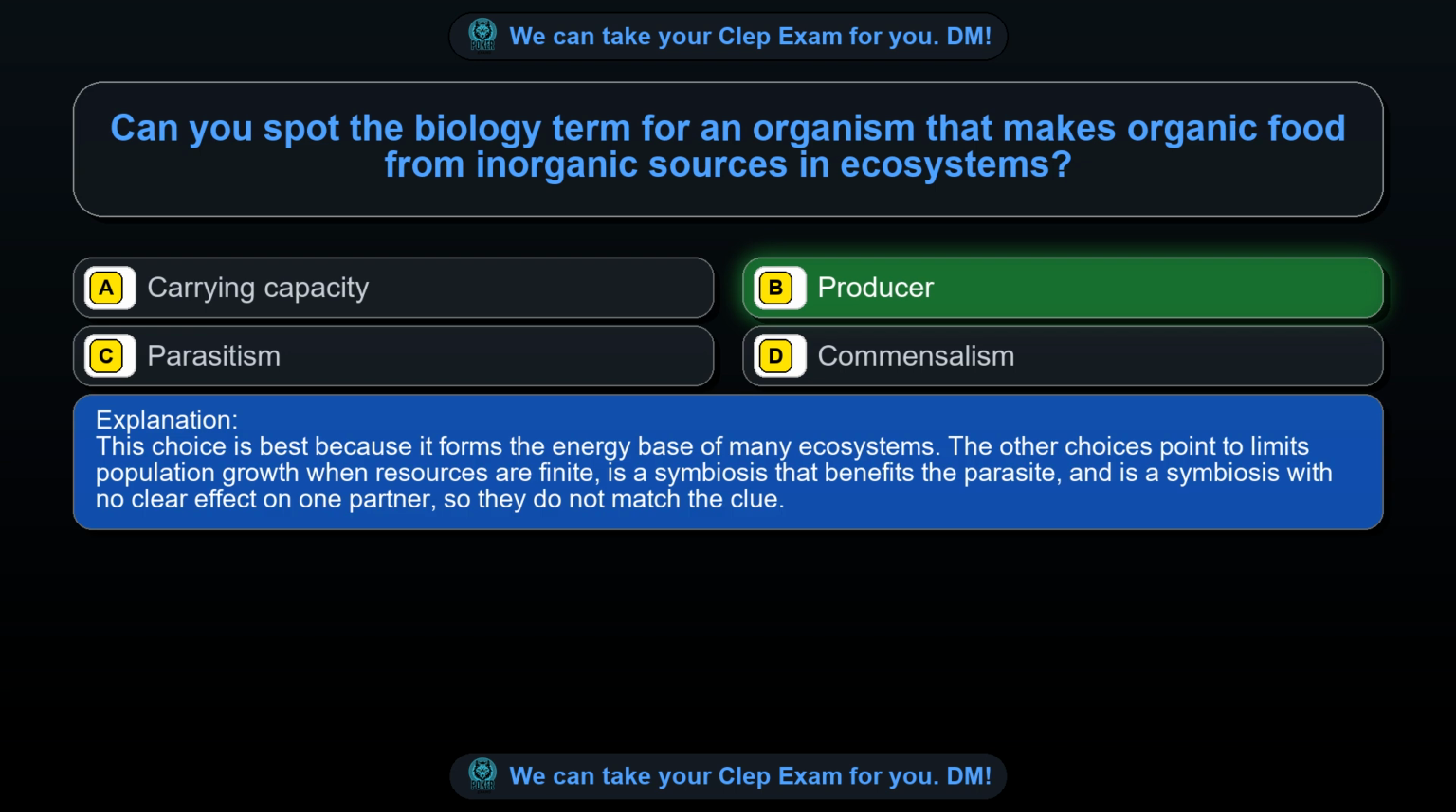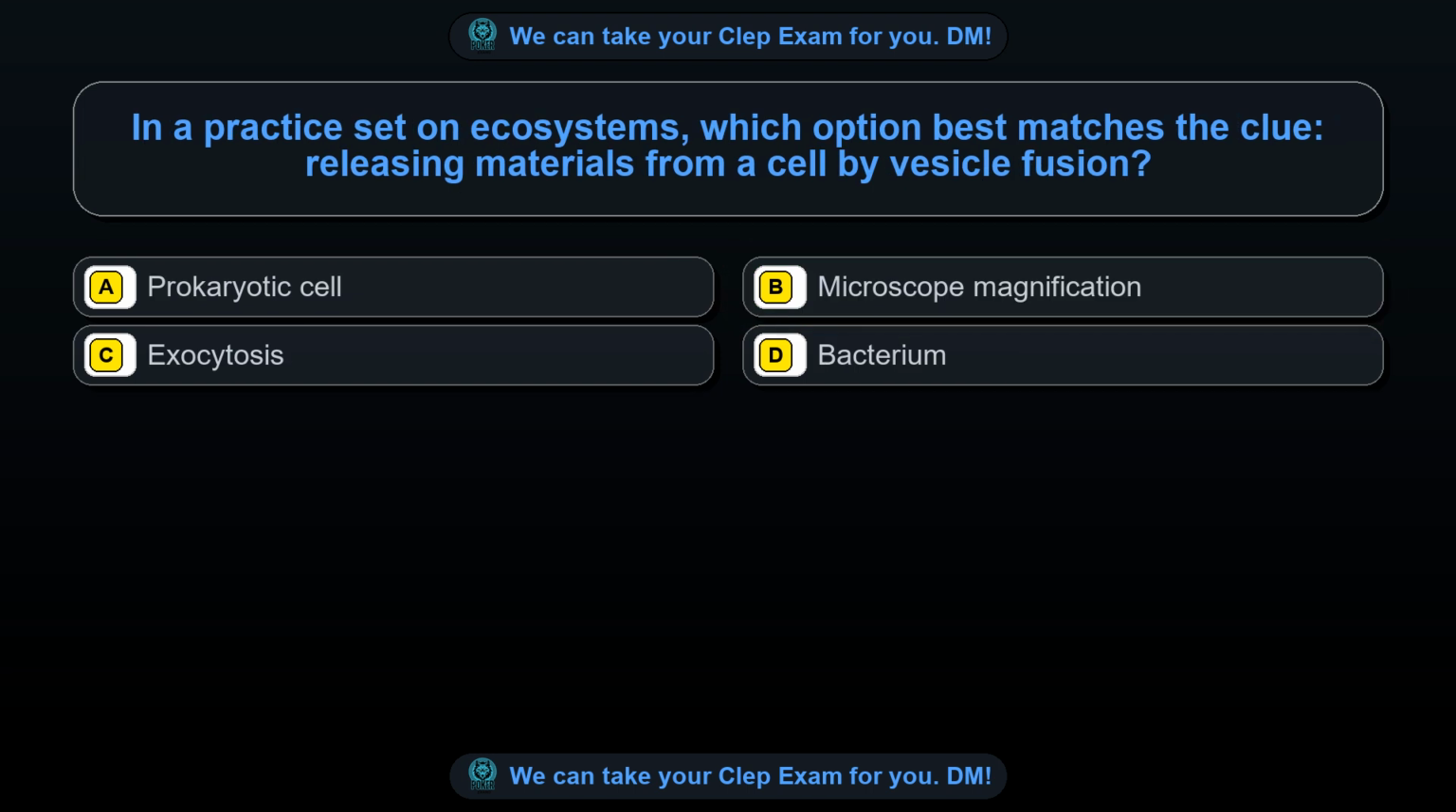This choice is best because it forms the energy base of many ecosystems. The other choices point to limits population growth when resources are finite, is a symbiosis that benefits the parasite, and is a symbiosis with no clear effect on one partner, so they do not match the clue. Question 67. In a practice set on ecosystems, which option best matches the clue releasing materials from a cell by vesicle fusion? Option A, prokaryotic cell. Option B, microscope magnification. Option C, exocytosis. Option D, bacterium. The correct answer is option C, exocytosis.